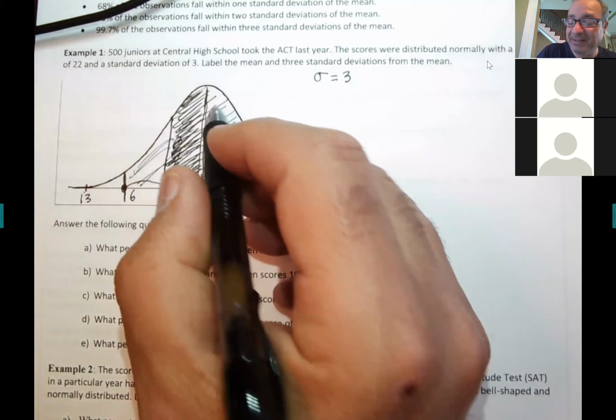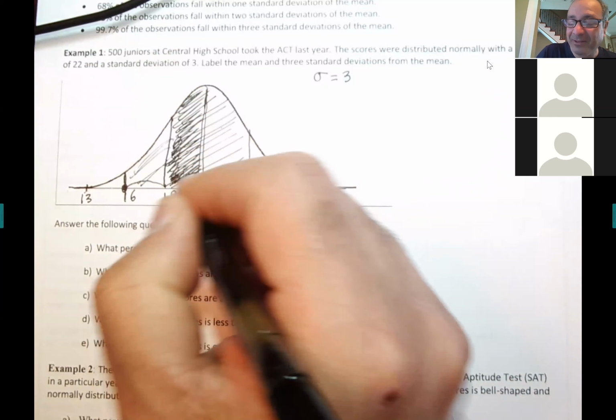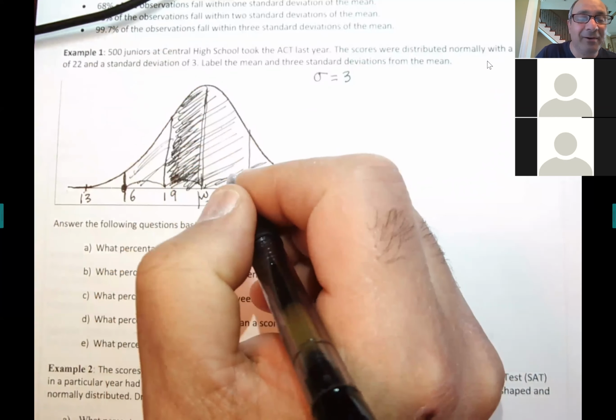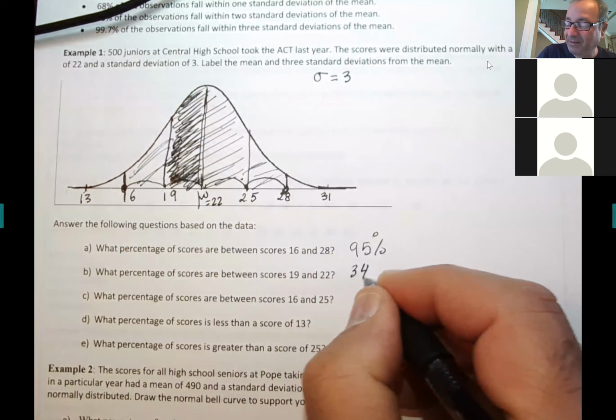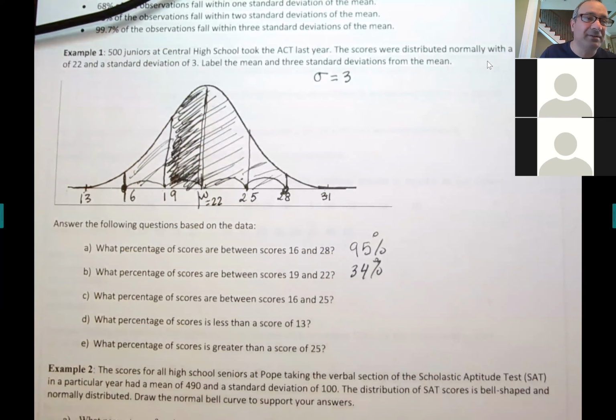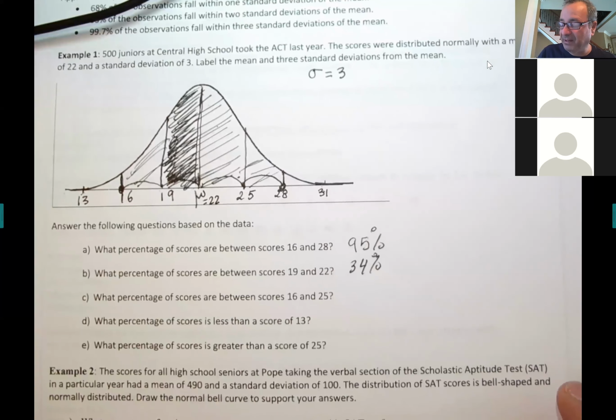For the 68, it has to be both the area to the left of the mean and the area to the right of the mean. It's always below and above. That would be 34%. You see, we can do them without doing any calculations, just knowing the 68, 95, and 99.7%. Okay, I'll do one more and that would be it.